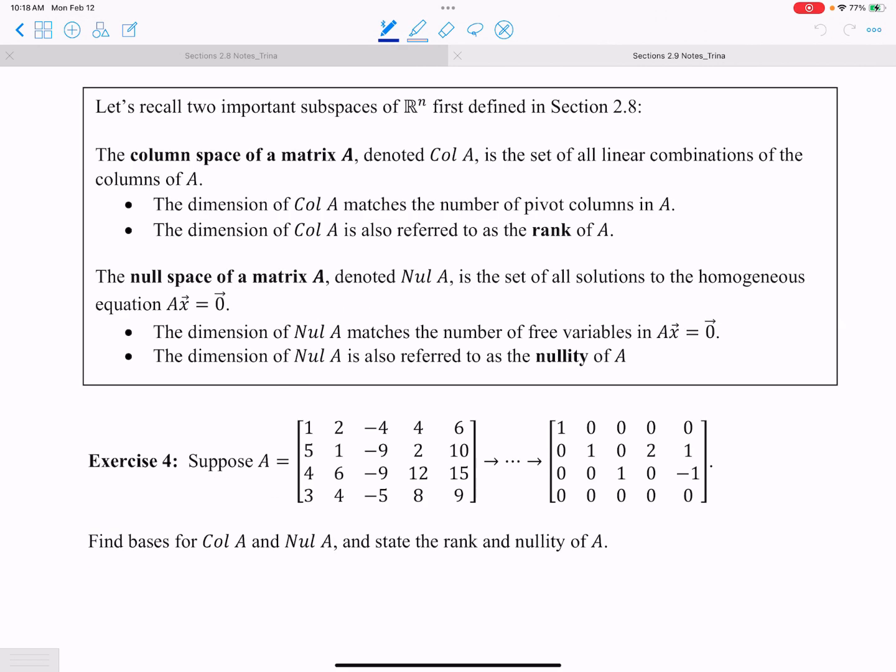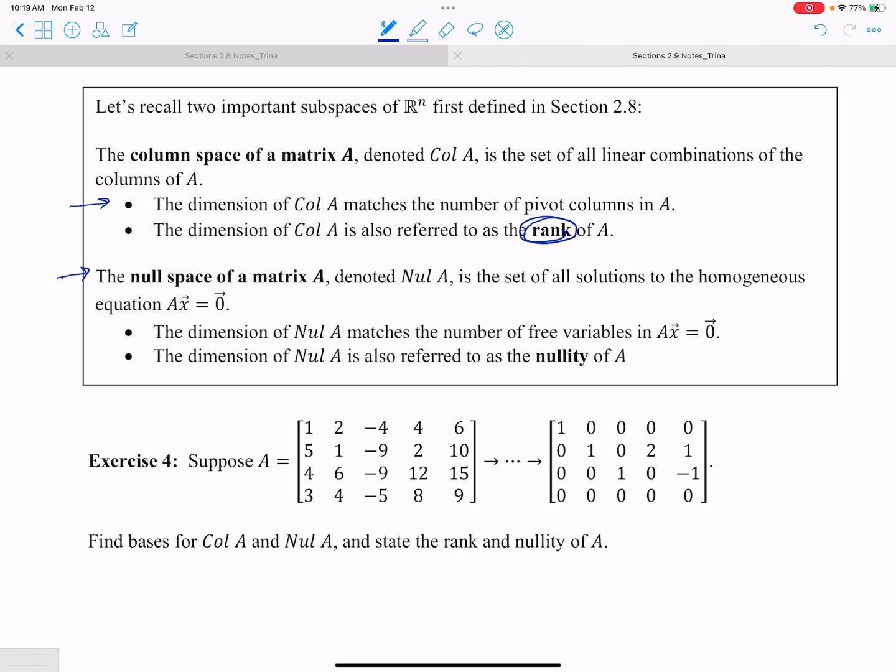In the previous section, we talked about column space and null space. Recall that the column space is the set of all linear combinations of the columns. The dimension of the column space of A matches the number of pivots. This is also called the rank of A. So the rank is the dimension of the column space.